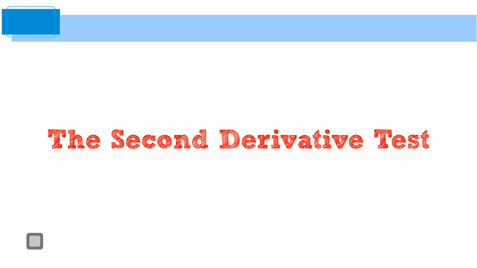All right, so the second derivative test does exactly what the first derivative test does. So my question would be, what does the first derivative test do? Good, it verifies maxes and mins. The second derivative test does the same thing.